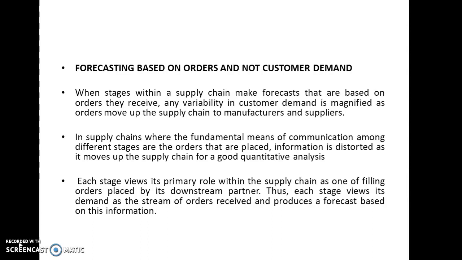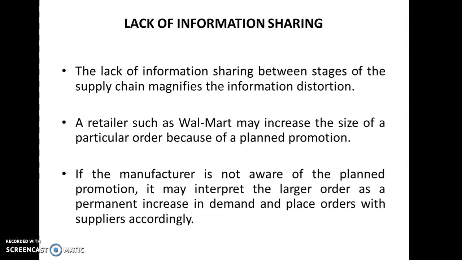So each stage views its demand as a stream of orders received and makes a forecast based on this information, which may not be absolutely correct, or it may have high variability. Lack of information sharing: the lack of information sharing between stages of the supply chain magnifies the information distortion.